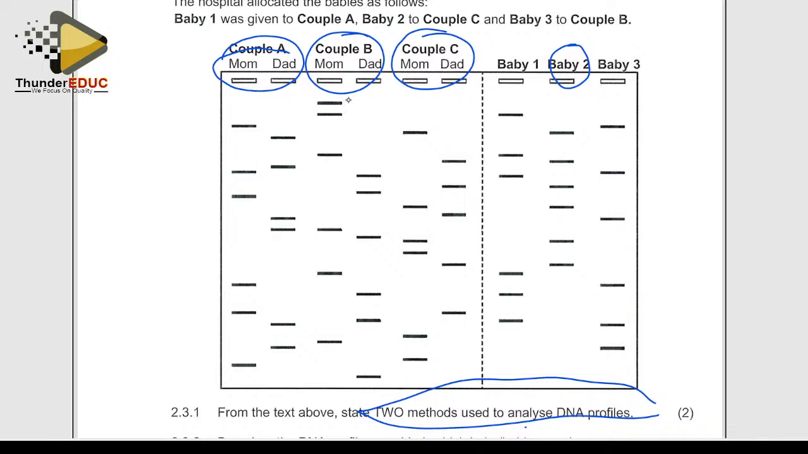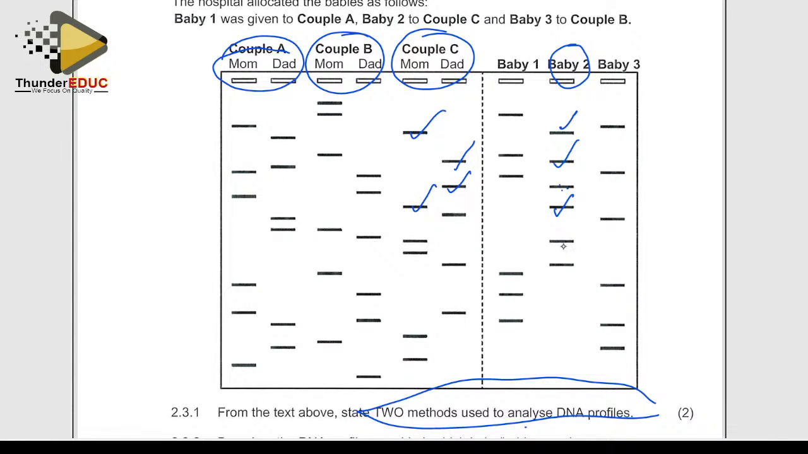So it means that, this is a father, okay. They said baby number 1 was given to couple A, baby number 2 to couple C, meaning that, let's find out. This matches with that from the mother. All of them must be matching. Yes, and this one matches with the mother. This one matches with the father.